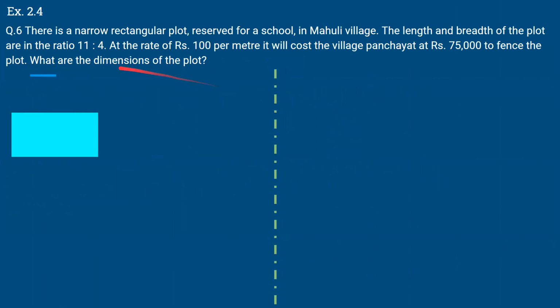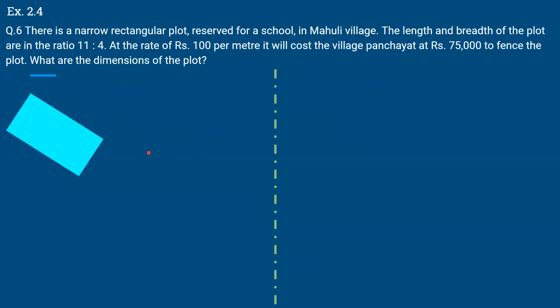There is a narrow rectangular plot reserved for a school in Mahuli village. The length and breadth of the plot are in the ratio 11:4. At the rate of rupees 100 per meter, it will cost the village panchayat rupees 75,000 to fence the plot. What are the dimensions of the plot? That is, there is a rectangular plot given.